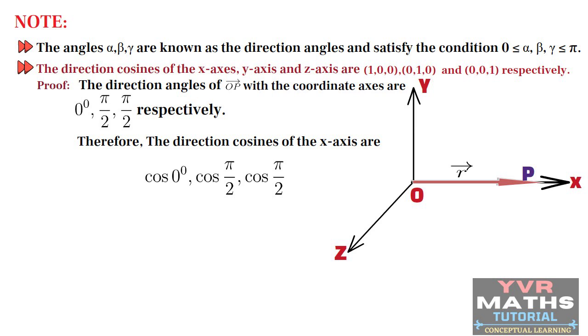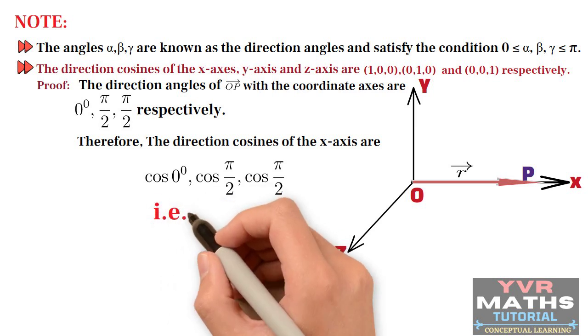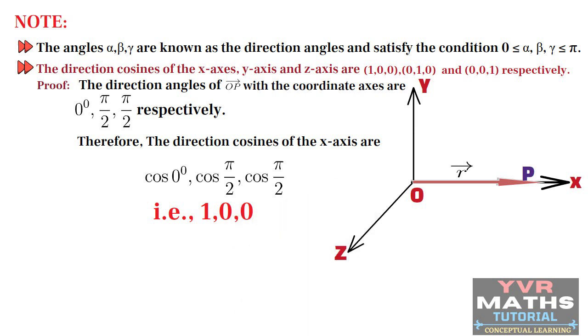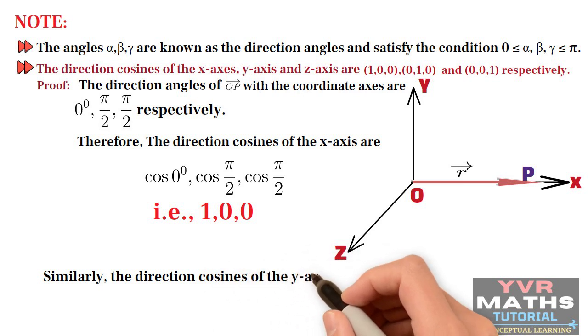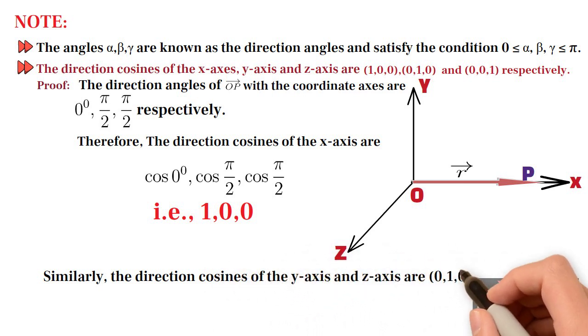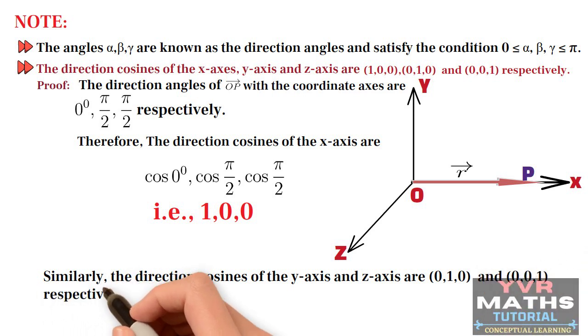You know from trigonometry basics, cos 0 value is 1 and cos 90 value is 0. That means the direction cosines of x-axis are 1, 0, 0. In the same manner, if the directed line coincides with y-axis and z-axis, then we will get the direction cosines of y-axis and z-axis respectively. So finally, the conclusion is the direction cosines of the y-axis and z-axis are 0, 1, 0 and 0, 0, 1 respectively.